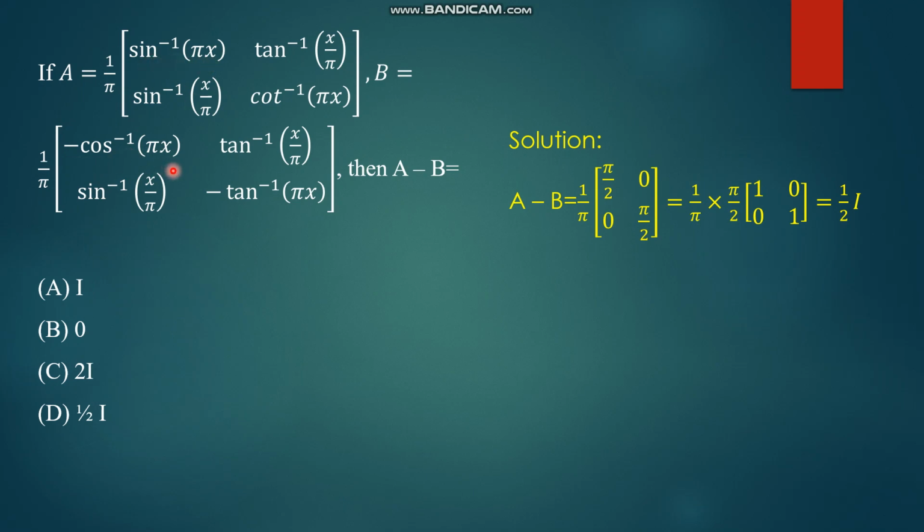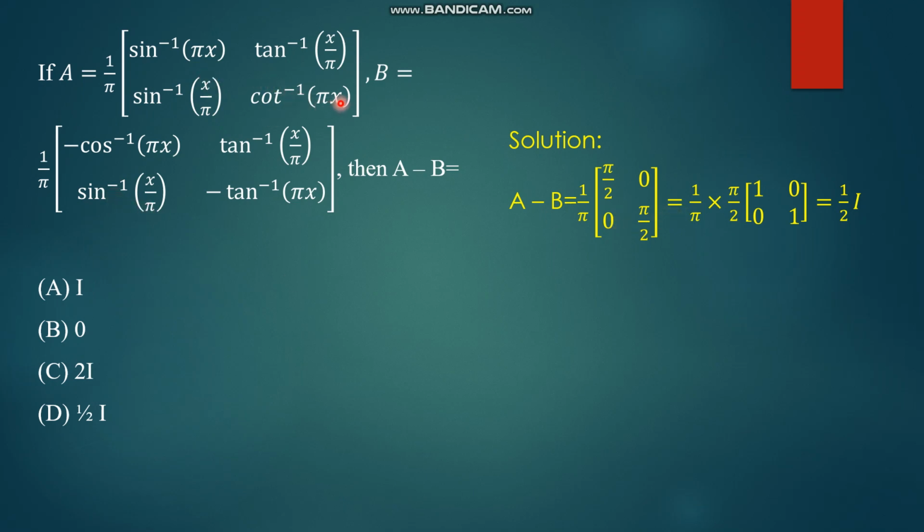We have a property in the inverse trigonometric function. Sin inverse x plus cos inverse x is equal to pi by 2. So, this is also pi by 2. Second value, tan inverse x by pi minus tan inverse x by pi. Same values. So, answer is 0. Sin inverse x by pi minus sin inverse x by pi, that is also 0.